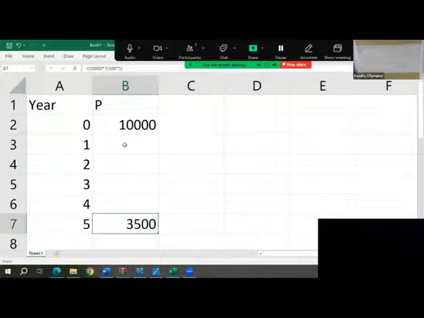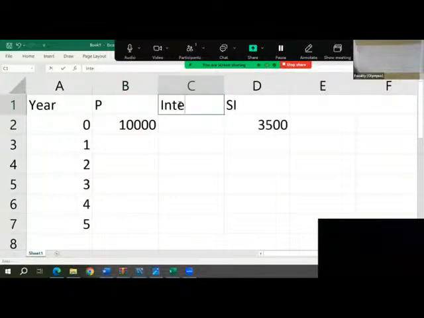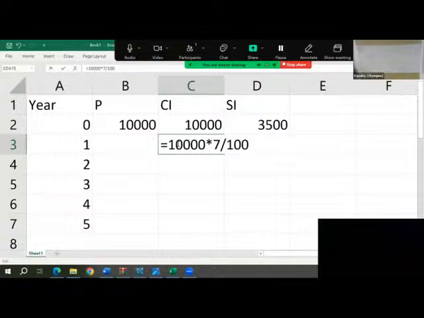This is the simple interest calculation, which is just PNR by 100. What will you do if you have compound interest? Let's call this yearly compounding, that is, compounding every year. So in the 0th year you will have 10,000 only, and next year, 1 plus 7 divided by 100.